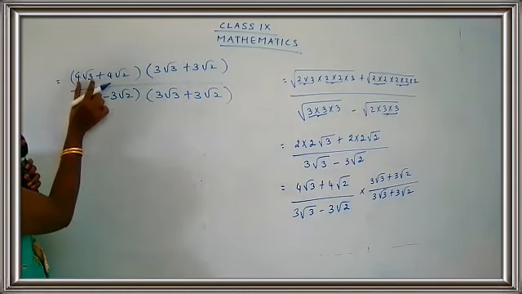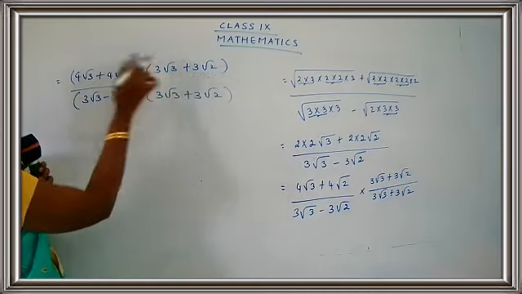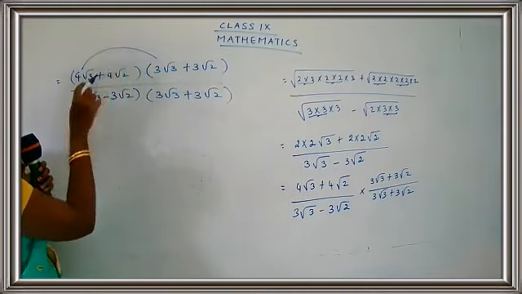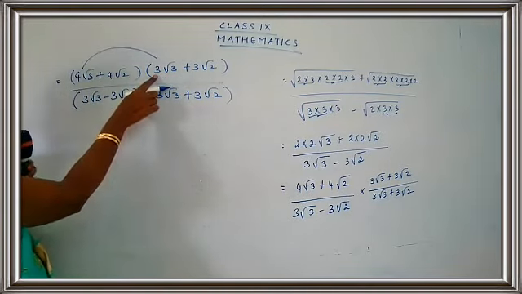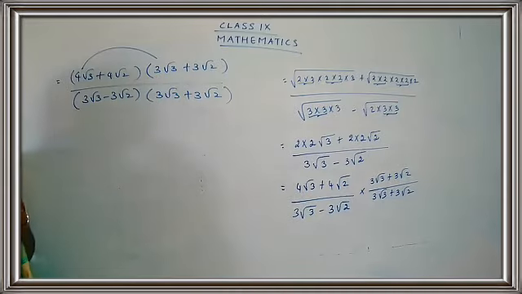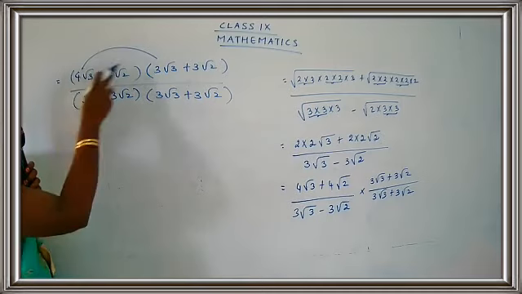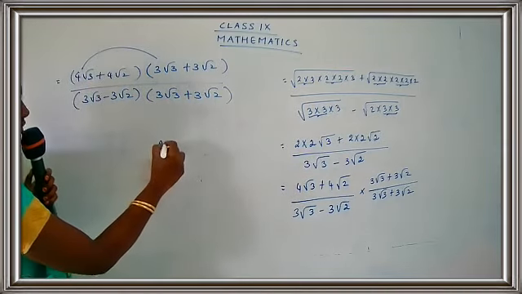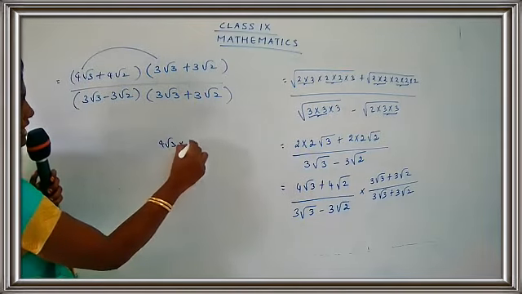Take the first term and multiply with these two numbers. See here, children, 4 root 3 into 3 root 3. Listen to me carefully. You have to put your pens down and understand the concept, children. So it's 4 root 3 into 3 root 3. I'll just show the calculation over here.